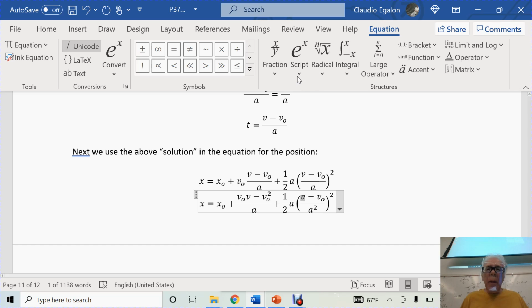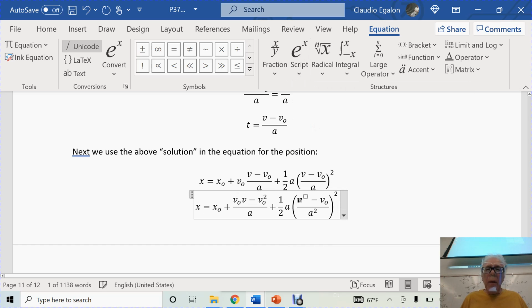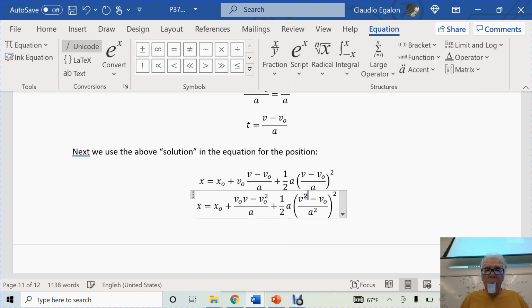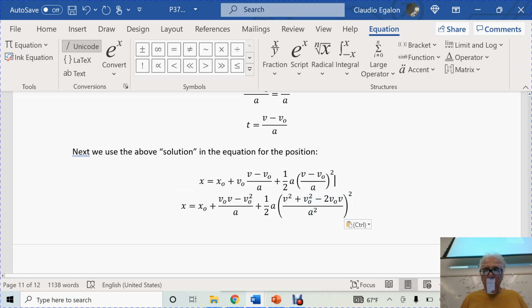We go v squared, and then I'm going to have a v naught squared, but it's going to be a positive v naught squared, not a negative. And then I'm going to have the cross terms, 2v v naught, but it's going to be a negative sign because it's v minus v naught squared, minus 2v v naught, like that.